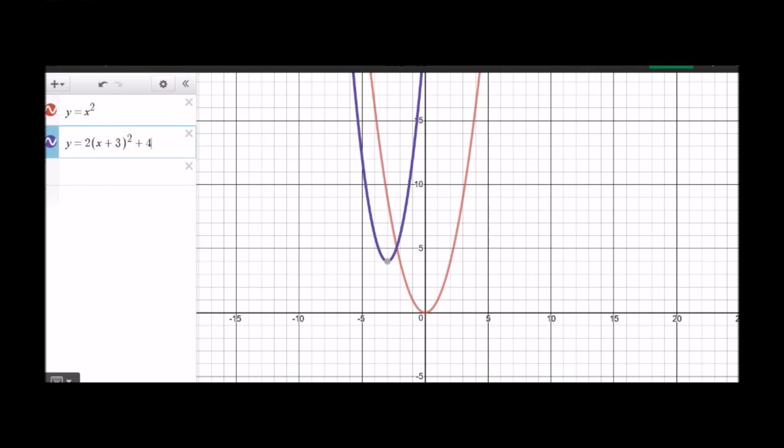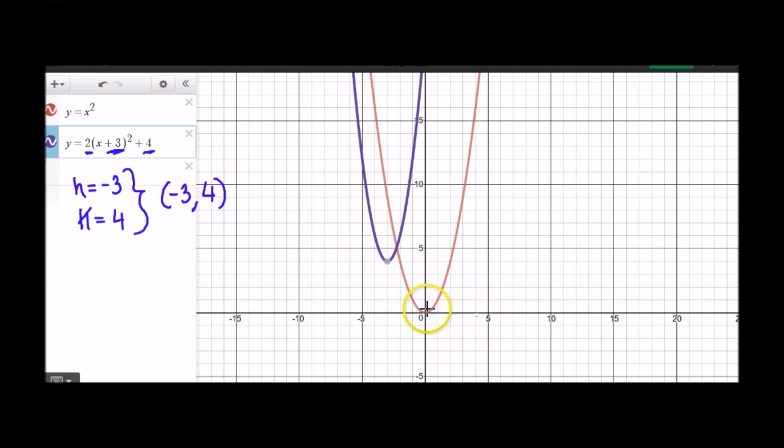Okay, so in this example, I've just changed the equation a little bit from the previous one. Again, my A value is still 2. My h value has changed now. I see it as x plus 3, so in reality my h is minus 3. And my k is going to equal 4. Again, I can tell where my vertex is: my vertex is going to be (minus 3, 4).